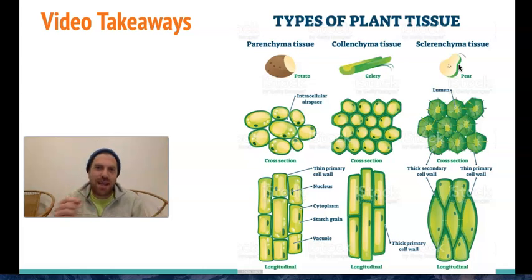That's the super tough tissue in the pear that gives it that vibe. So sclerenchyma is the toughest, the strongest. Then collenchyma is sturdy, and then parenchyma is the softest.